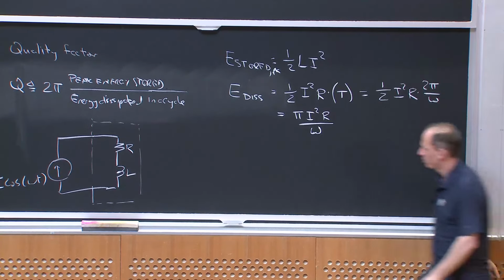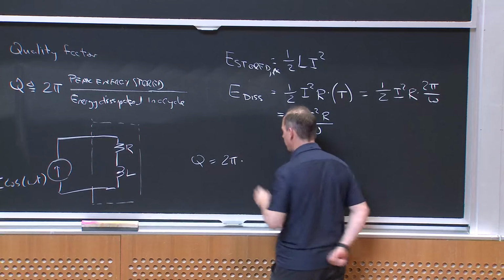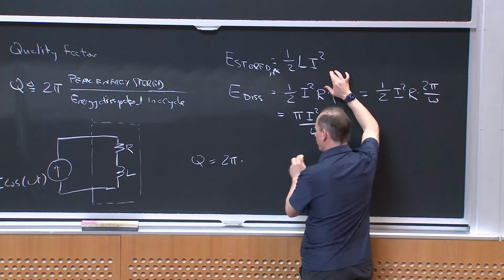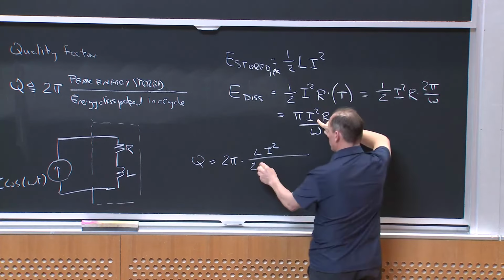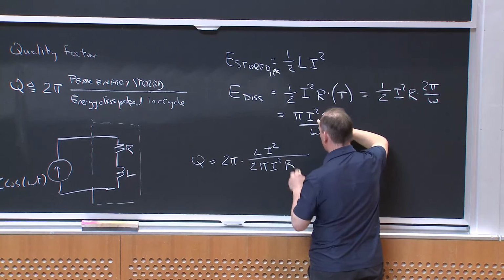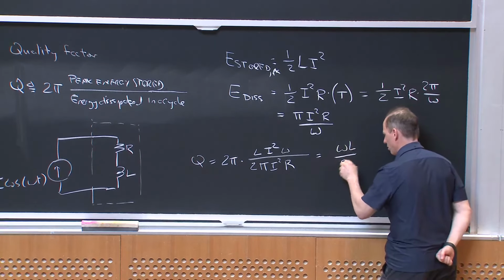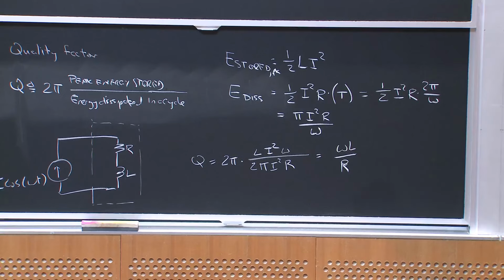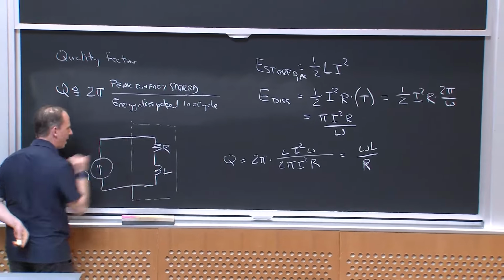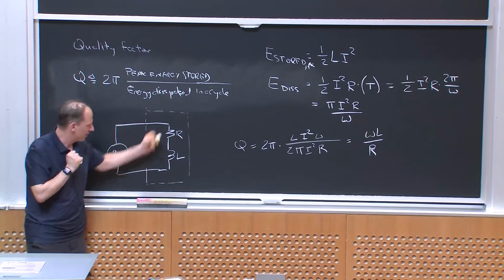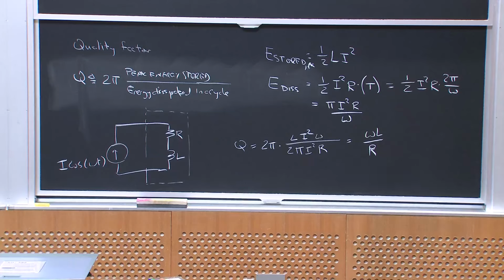All right? So now let me just apply my definition of quality factor. Q is simply equal to 2 pi times the peak energy stored, which is 1/2 L I squared, divided by the energy dissipated, which is pi I squared R divided by omega. And in the end, what I get is omega L over R. Okay? So what this says is, if I'm driving this network, and I ask how much energy is going away into the resistance compared to the amount of energy I'm storing in this network, it's precisely omega L over R.